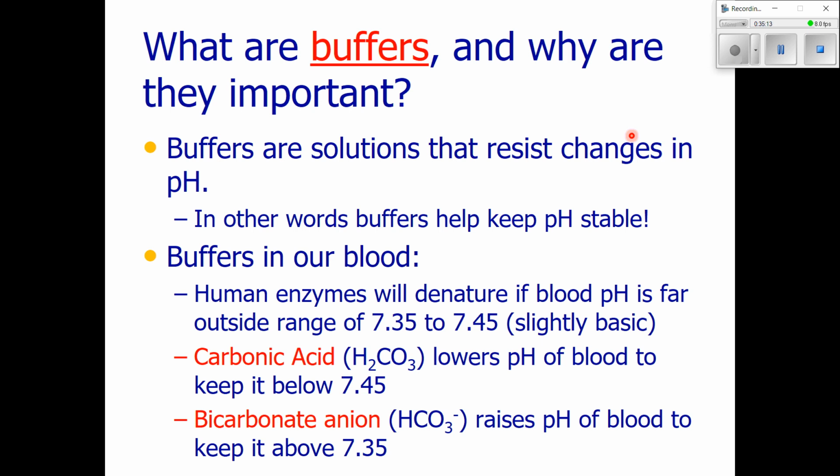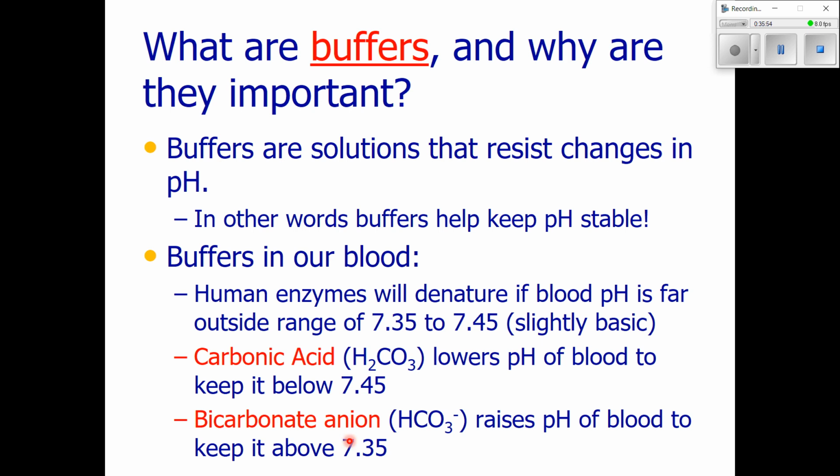The first buffer that I want to mention is called carbonic acid. This is the formula for carbonic acid. It's a very, very weak acid. Its job is to lower the pH of blood to keep it below 7.45. So if the pH gets too high, carbonic acid will bring it back down below 7.45.